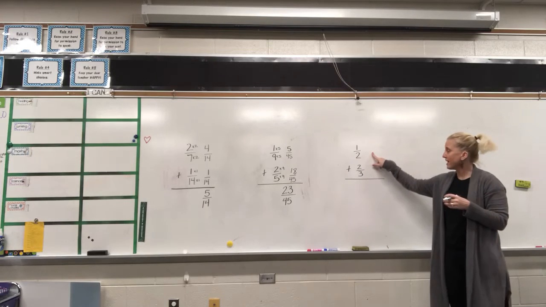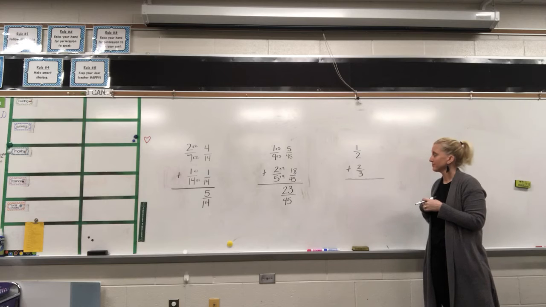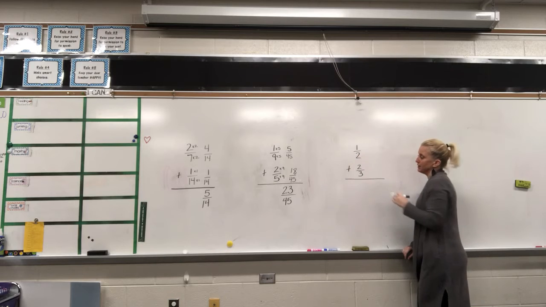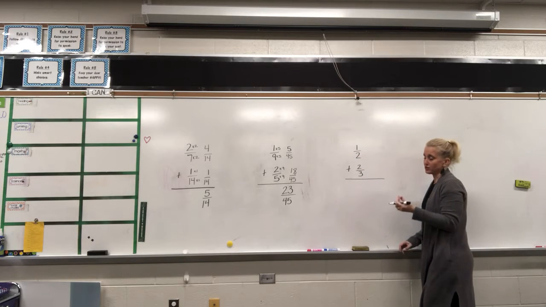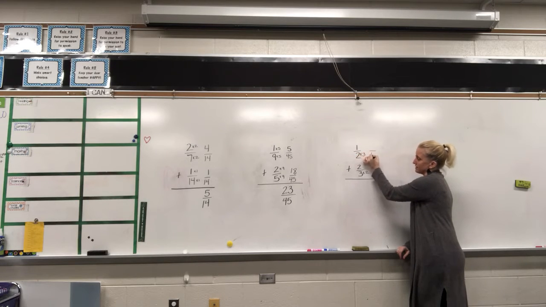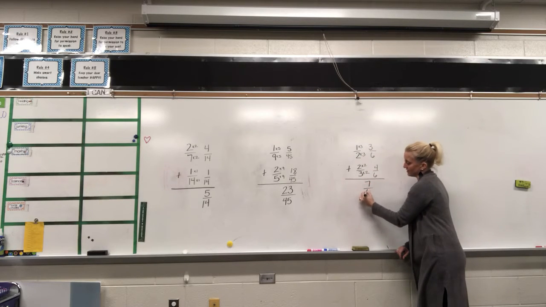Next one here, 1/2 plus 2/3. Go ahead and try that. Okay, and then for this one, again, I can't use one of the denominators that's already there, so I'm going to multiply the denominators together. So 3 times 2 is 6, and 2 times 3 is 6. Okay, and then here, since I did times 2, I'm going to do times 2 and get 4. And since I did times 3 for my denominator, I'm going to do times 3 for my numerator, and that's 3. 3/6 plus 4/6 is going to be 7/6.